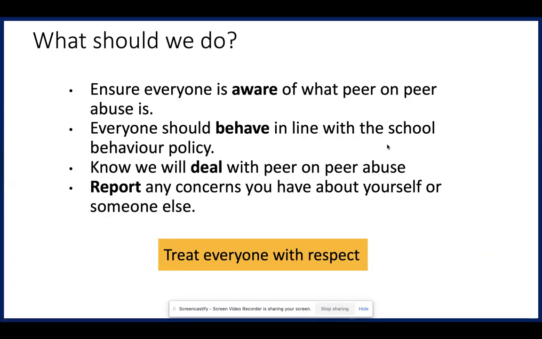So what should we do? We need to ensure that everyone is aware of what peer-on-peer abuse is. Everyone in the school should behave in line with the school behaviour policy, and you should know that we will deal with peer-on-peer abuse when we are aware that it's occurring or we're witness to it. If you have any concerns about yourself or others, you need to report it. The underlying rule here is that we treat everyone in our school with respect, and if we do that, this will minimise these sort of situations occurring.